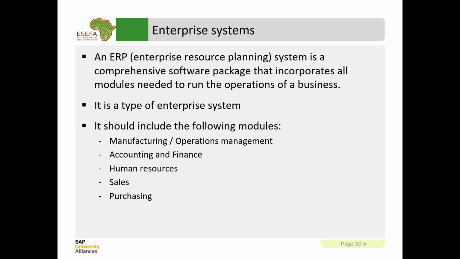So that is just a definition. It's a system, a software package that incorporates all the modules of your business operation. It is a type of enterprise system, and it should include the following modules. So a typical ERP system must consist of manufacturing or operations management that has to do with production.